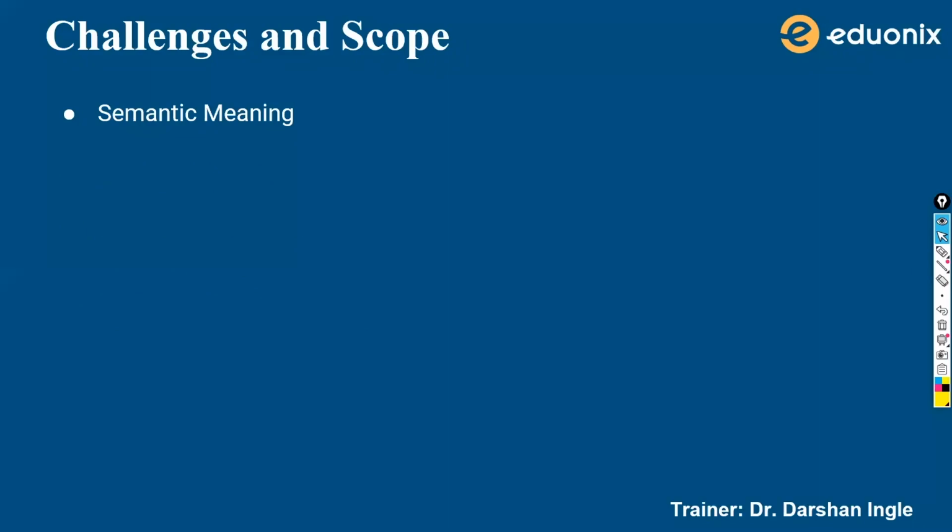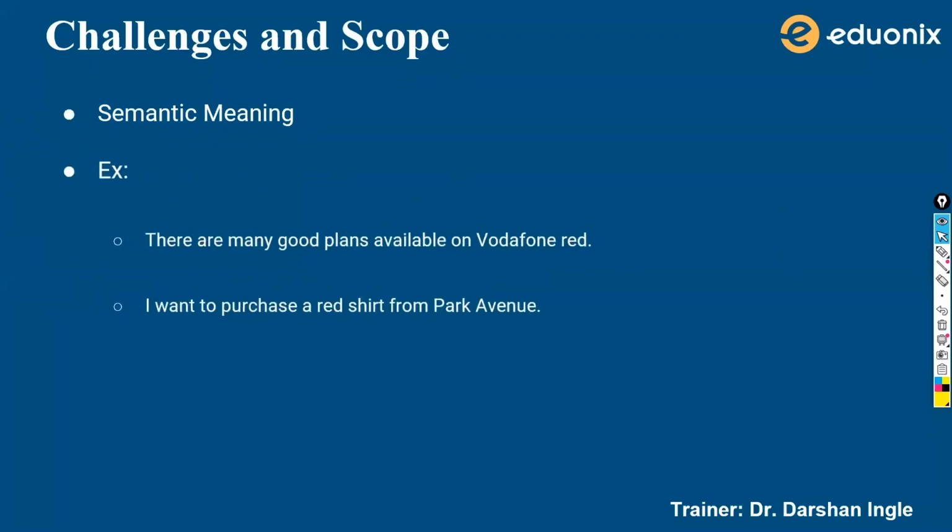So when you talk of the very first one, semantic meaning. Okay, so what is semantic meaning? Let me give you an example to simplify this. So we have these two sentences. There are many good plans available on Vodafone Red. So I'm talking of a SIM card plan, right? And the second is, I want to purchase a red shirt from Park Avenue. Now, what do you see over here? The word red has a different meaning in a different context. The first one is with respect to the mobile plan, and the second one with respect to a proper shirt. And that is where we have different meanings over here. So this is an example of semantic meaning.